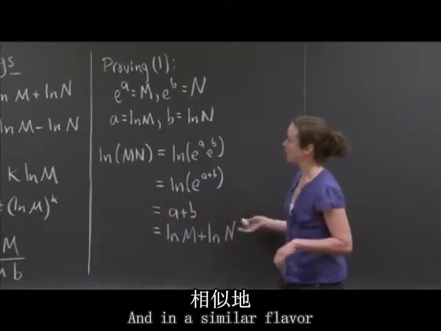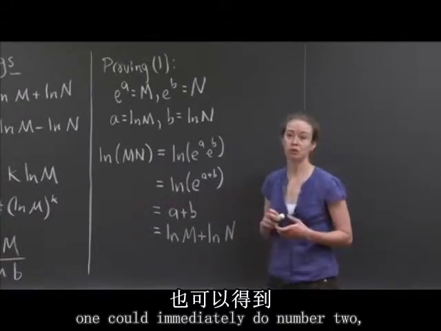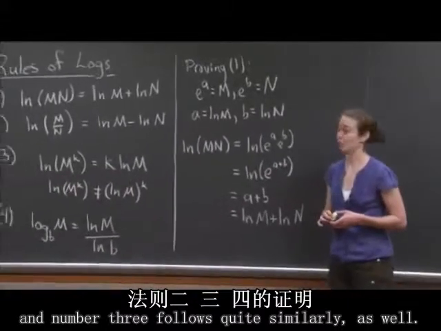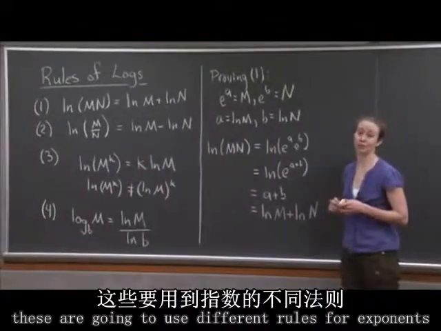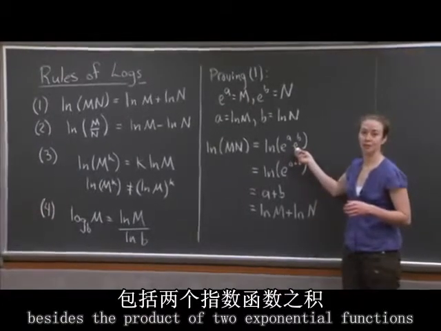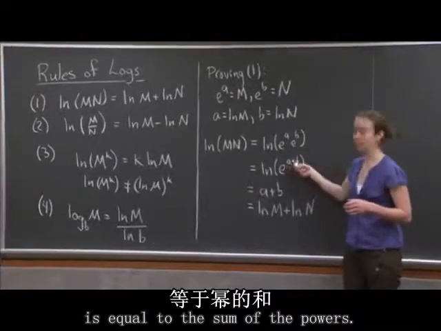And in a similar flavor, one could immediately do number two. And number three follows quite similarly as well. Obviously these are going to use different rules for exponents besides the product of two exponential functions is equal to the sum of the powers.